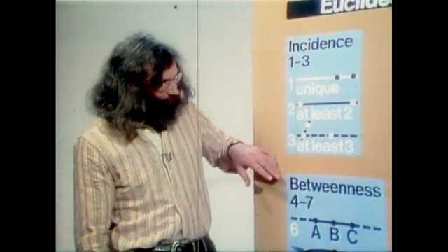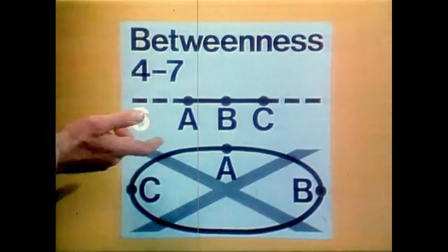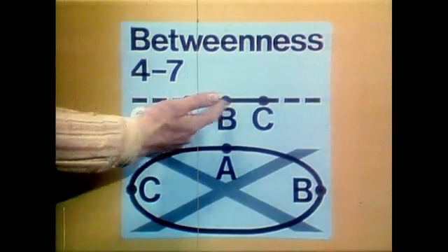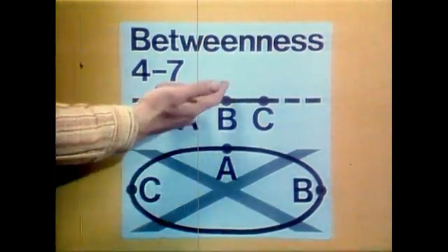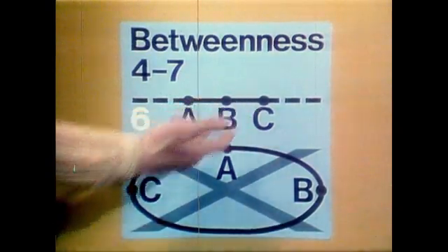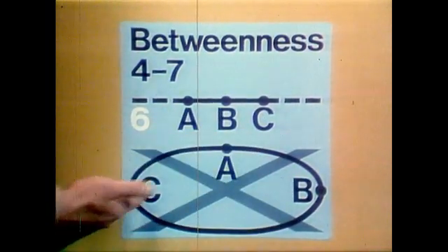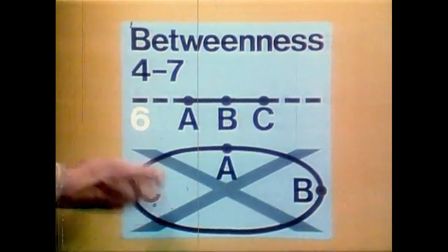Well, those are the instance axioms. Next come the betweenness axioms, numbers 4 to 7. Here's a typical one, number 6. What it says is, if I've got 3 points on a line, then there's only one of them that's between the other 2. For instance, a line doesn't behave like this ellipse here, where it'd be very difficult to say which of those points is between which others.